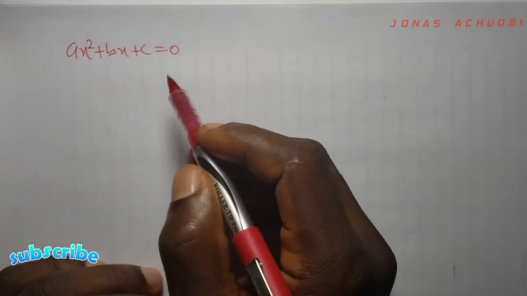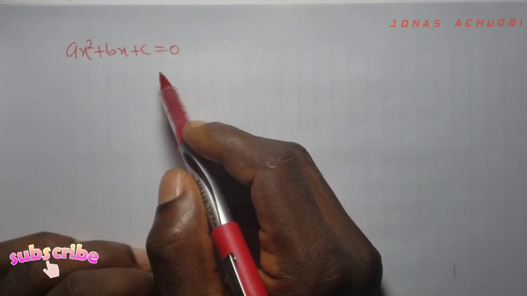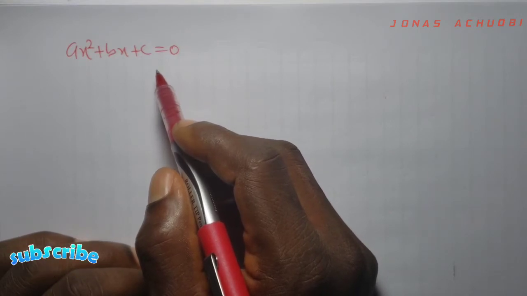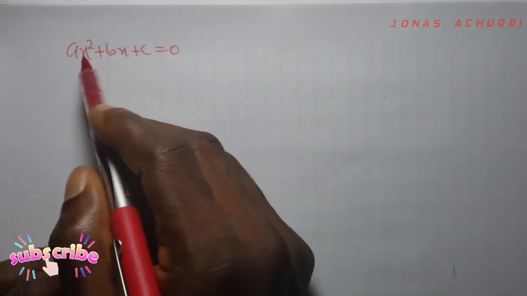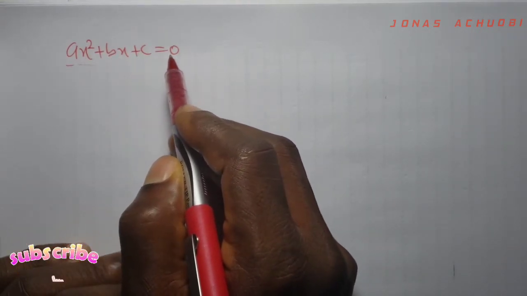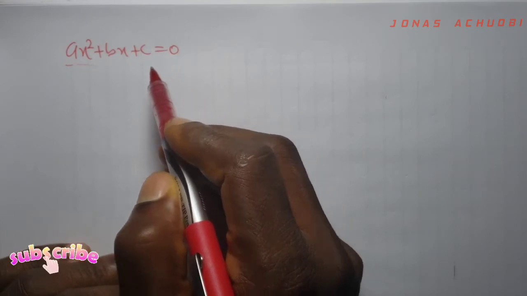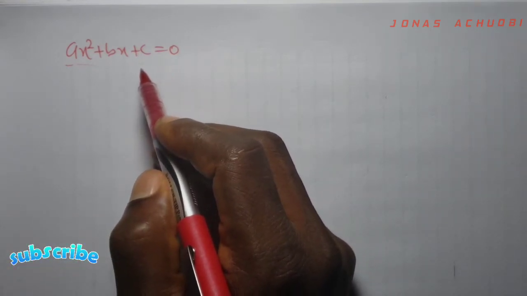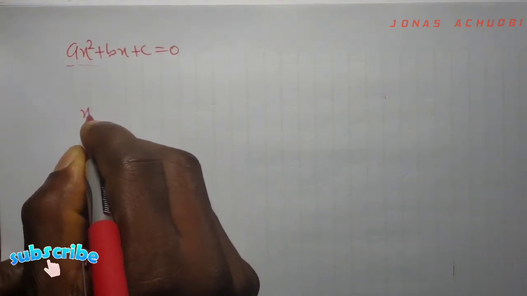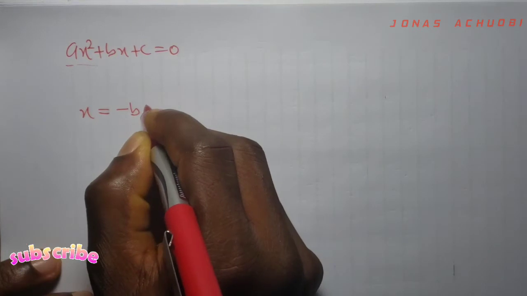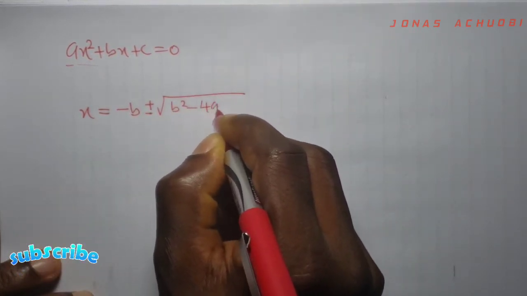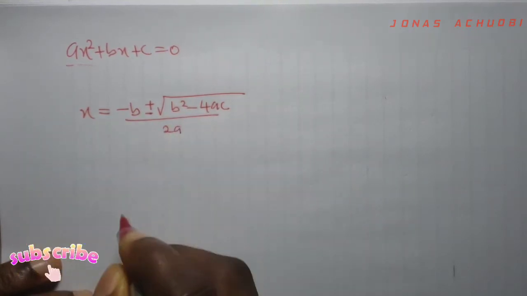Another method which could be employed in solving quadratic equations is the method of completing the squares. Now, if that method is applied to the general quadratic equation ax squared plus bx plus c equal to 0, it leads us to what we call the quadratic formula, and we'll be working with that in this video. The quadratic formula is given as x equal to minus b plus or minus the square root of b squared minus 4ac, divided by 2a.